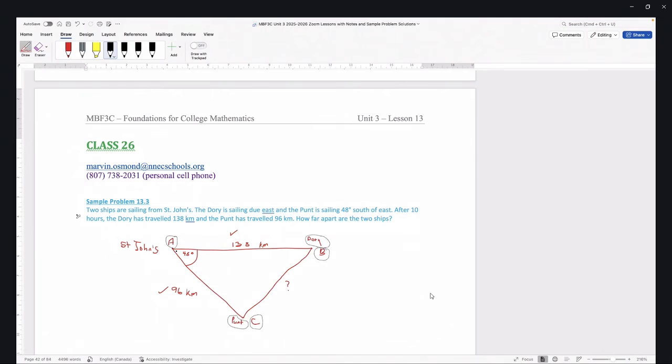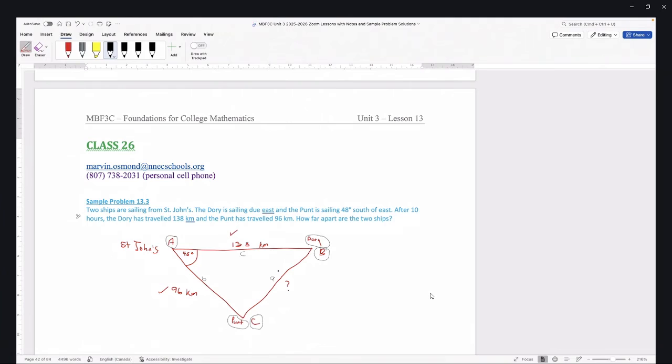Take your time and follow the same procedure each and every time. So what I'm going to do before I get started is I'm going to label the sides. So this particular angle A, opposite angle A is side A. So we use lowercase letters for that. Opposite angle B is side B. And opposite angle C is side C.